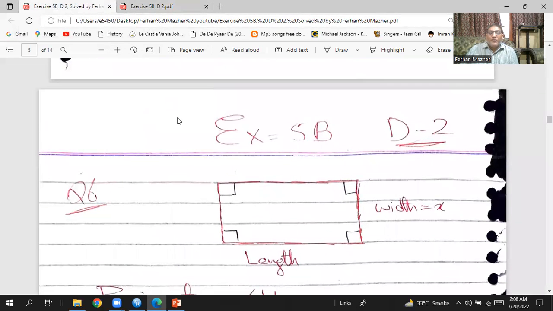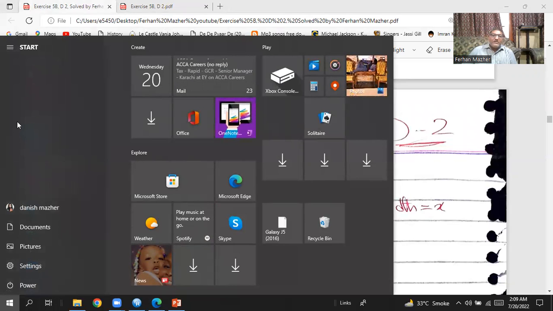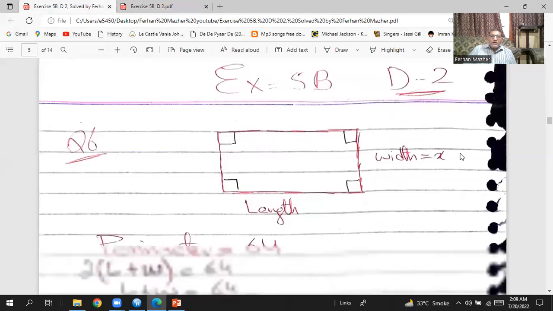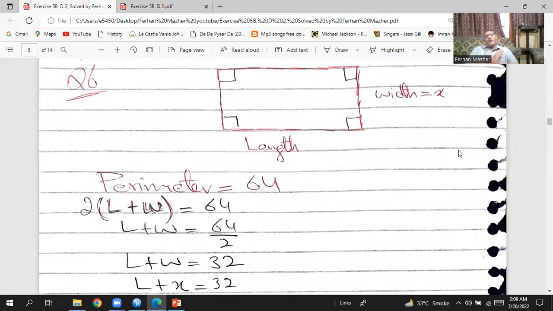So here we go. We have supposed that there is a rectangle, and in this rectangle, the width, suppose that is x. The length, we don't know how much it is, but we know one good thing, that the perimeter of this rectangle was given. So perimeter was given, it was 64.